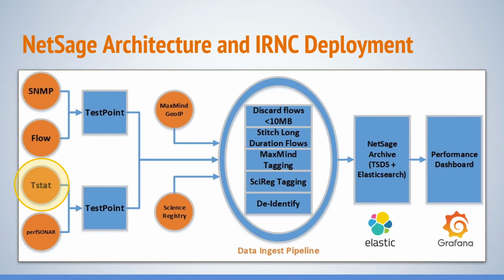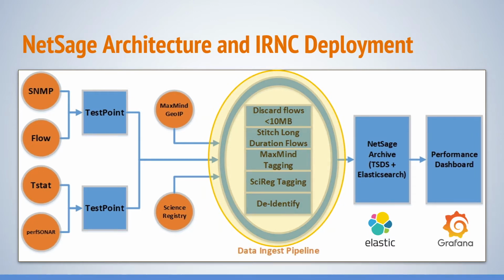It is not sampled. We use perfSONAR for active measurements of throughput, latency, and loss. The throughput tests are only run every few hours for minimal impact on the production data transfers. The loss and latency measurements are run continually. This data is then sent to the data ingest pipeline.